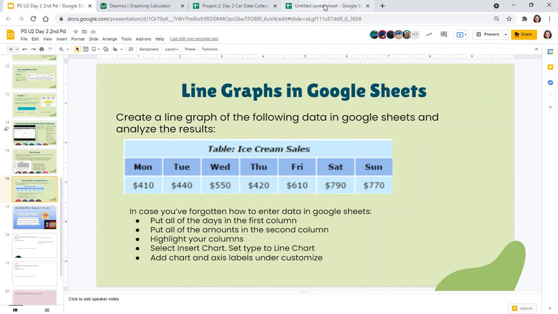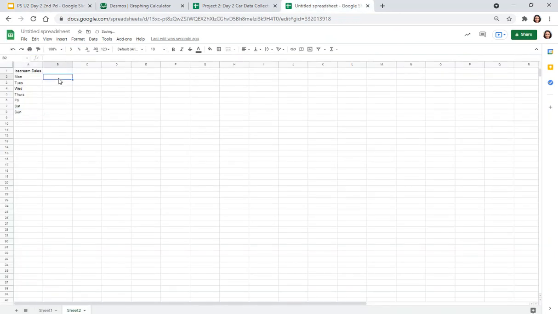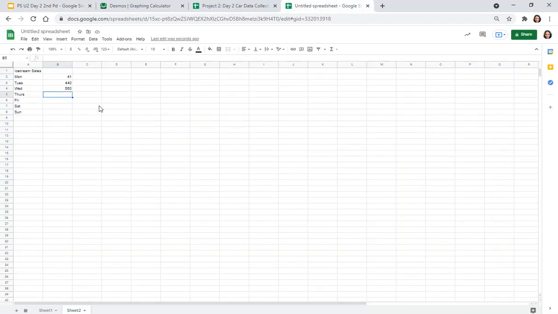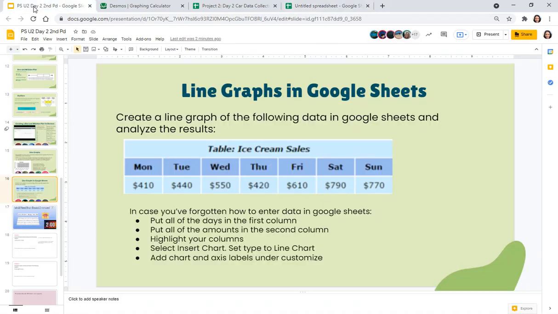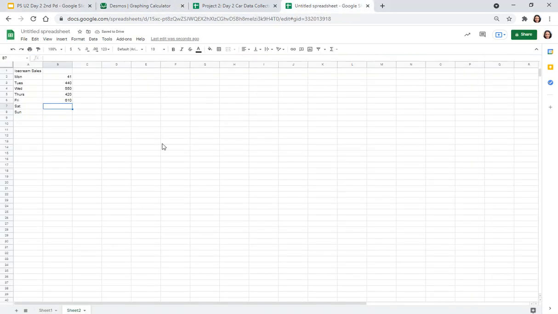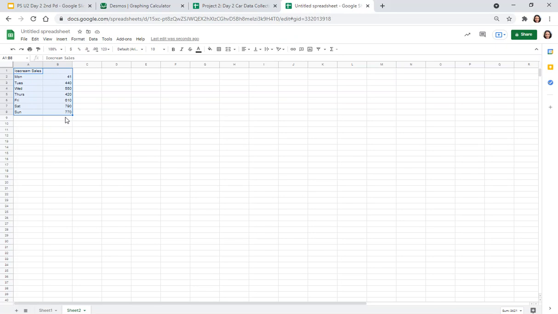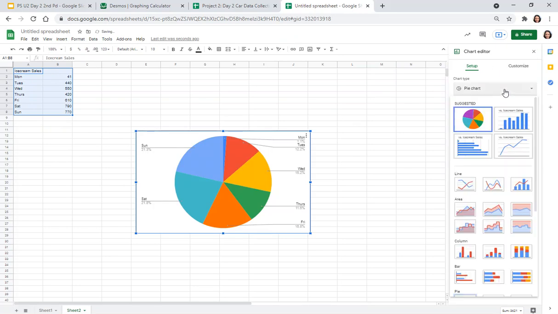And then we'll put in the numbers. 410, 440, 550, $420, $610, $790, $770. All right, and then once you have that, we're going to highlight it and make a line graph out of it. Insert chart. And I don't want a pie chart, I want a line graph.